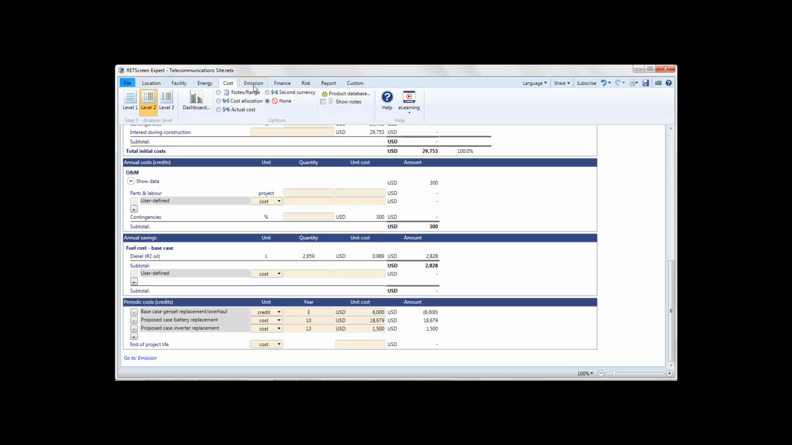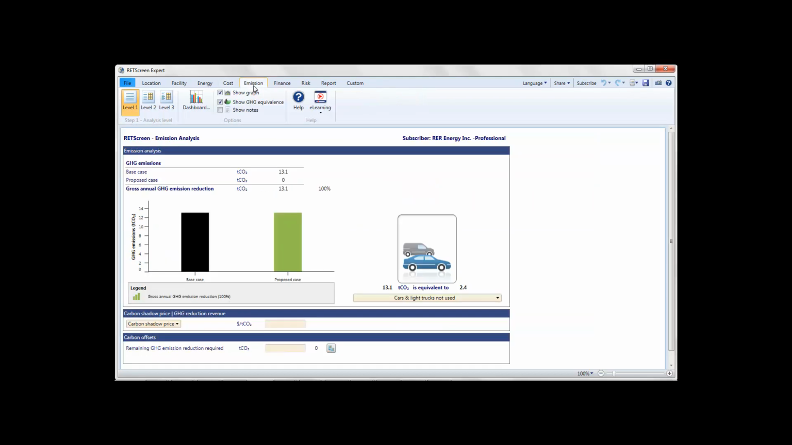On the emissions page, we see that it has calculated 13.1 tons of CO2 emissions reductions. We have calculated 7.7. That stems directly from the assumption that the diesel-powered generator is much less efficient. And I think that's actually a better assumption. So this is probably a better first estimate of the emissions due to the base case than what we assumed.